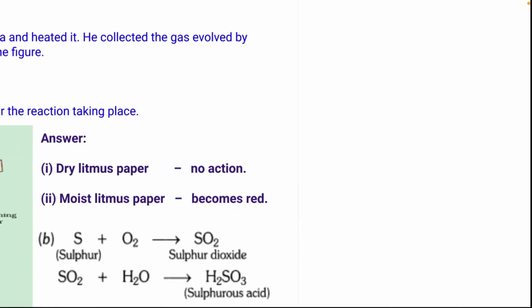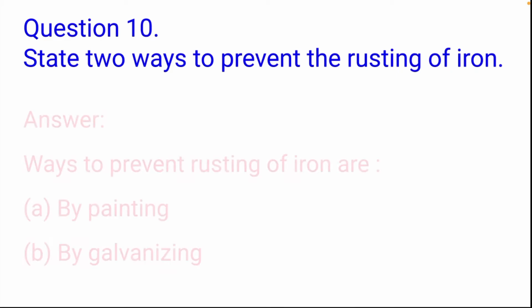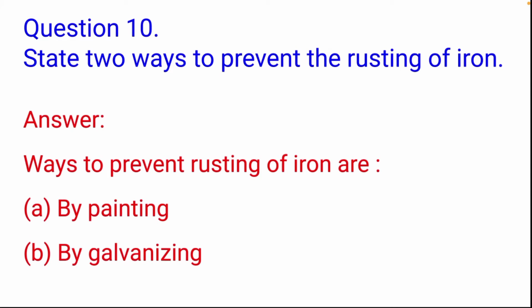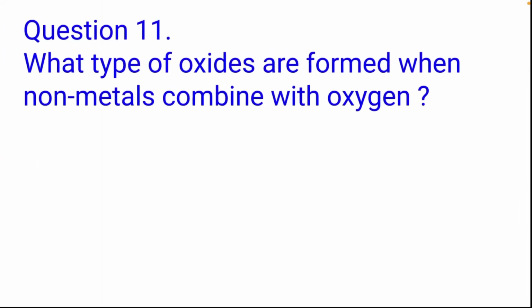Let us move on to question number 10. State two ways to prevent the rusting of iron. Rusting of iron can be prevented by painting or by galvanizing. So two methods only are asked, so we can say painting and galvanizing. Next we shall move on to question number 11.